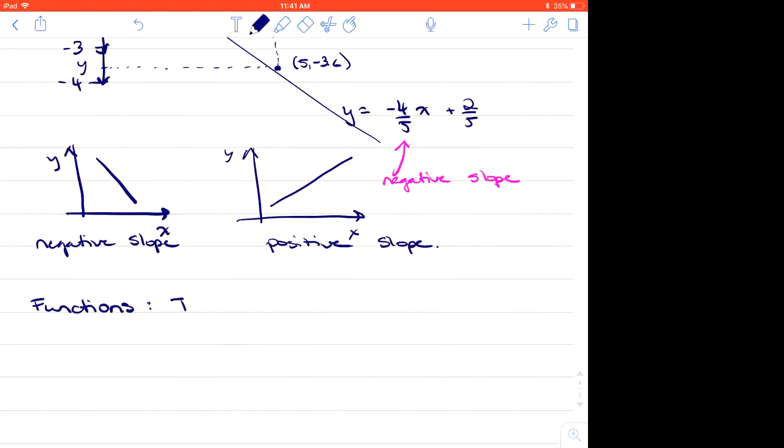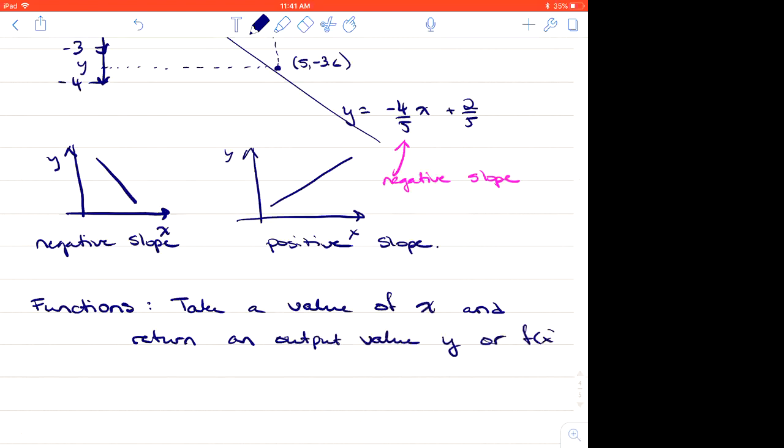So functions take a value of x usually, and return an output value, y or f of x.